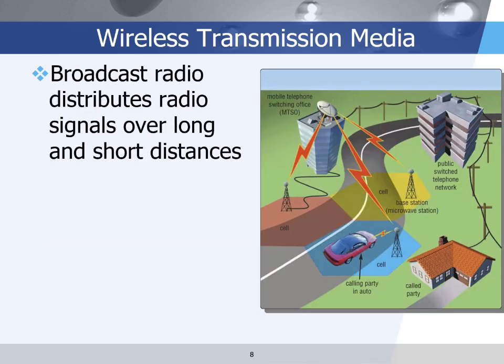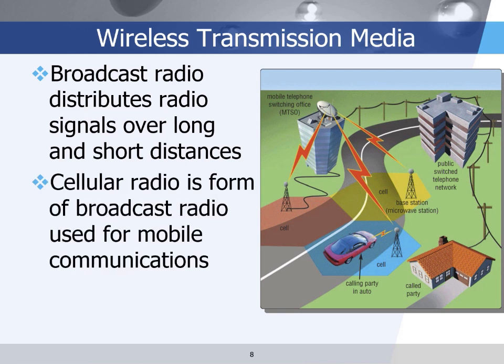The broadcast radio can distribute radio signals over long distance and short distance. The cellular radio is a form of broadcast radio used for mobile communications. And according to the report, the 5G network will not be a broadcast radio network. It's going to be a device-to-device connection network.